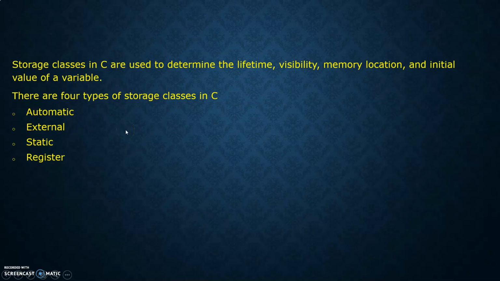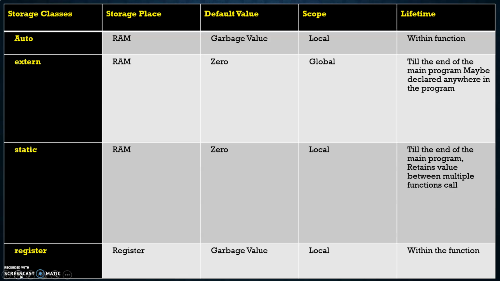Now there are four types of storage classes. The first one is called automatic, the second is external, the third is static, and the fourth is register. Auto, extern, static, register. So these are the four different classes, and what is the utility of these classes?